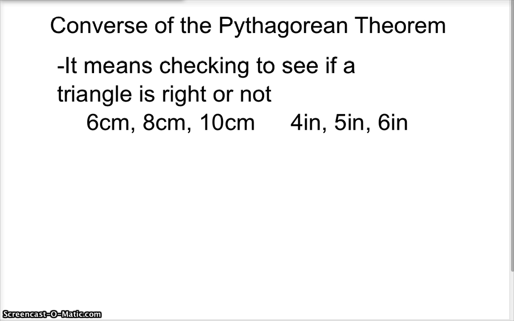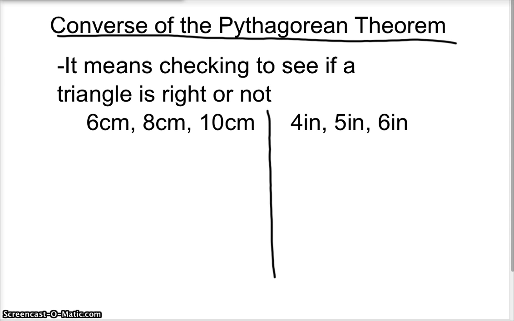Alright, last thing. We have something called the converse of the Pythagorean Theorem. What that simply means is that we're checking to see if a triangle is right, has a right angle or not. So we're just plugging in numbers to our Pythagorean theorem, but we're going to switch it around a little bit just to see if the numbers fit. So we're kind of doing a proof. We're checking to see if it's true. So here's a sample.